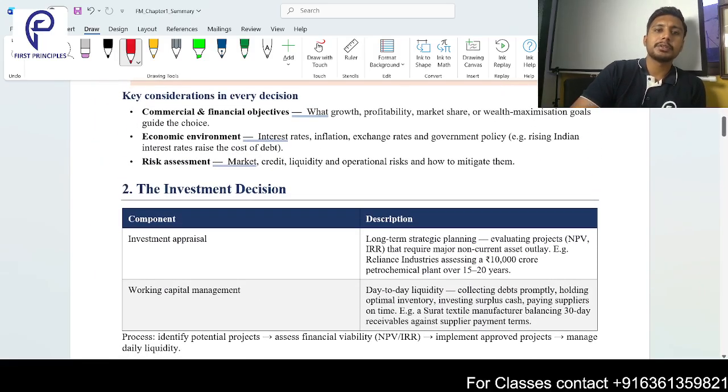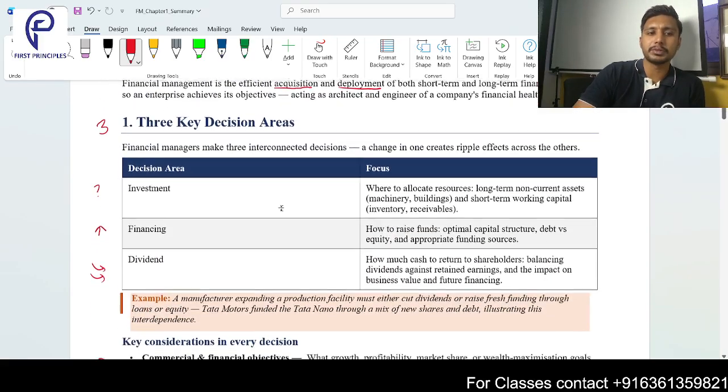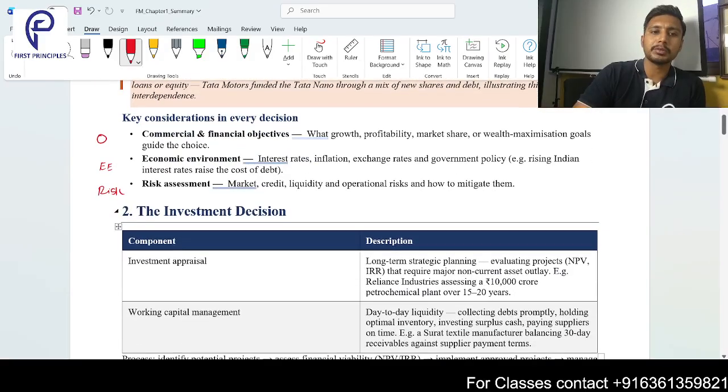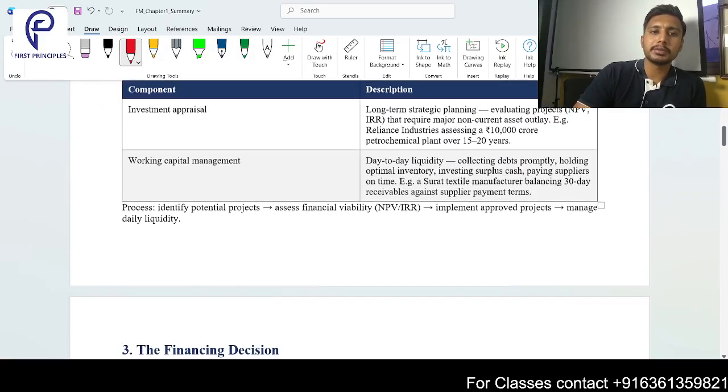Key consideration in every decision: you have to keep in mind the objectives of the business, the economic environment of the country or the economy in which you're working, and also the risk appetite of the organization. Considering these three things, you have to make all the decisions. Don't make the decision just as it is. You have to look into these three things to make the decision.